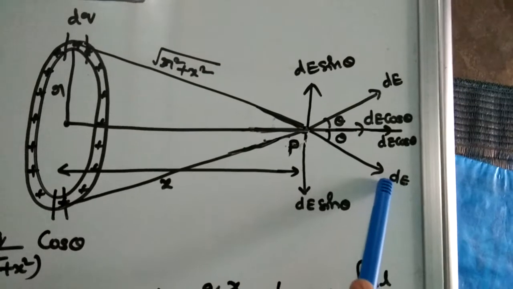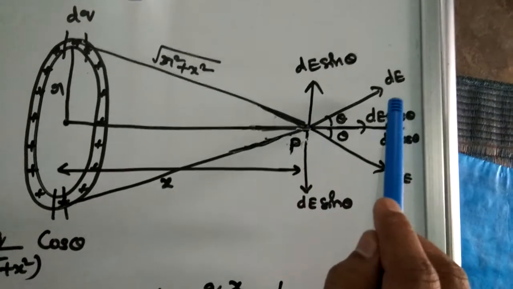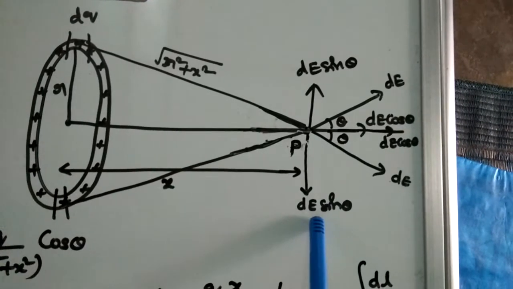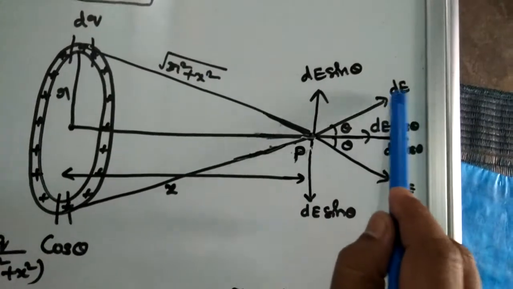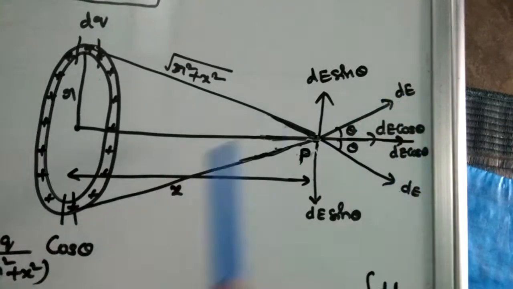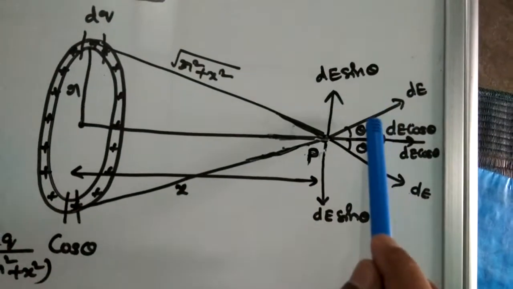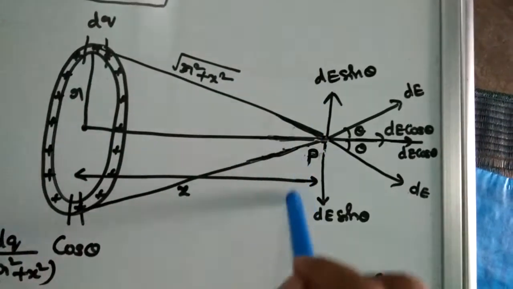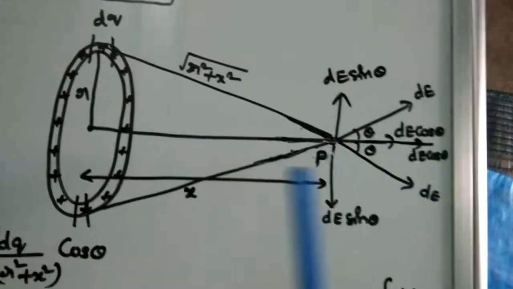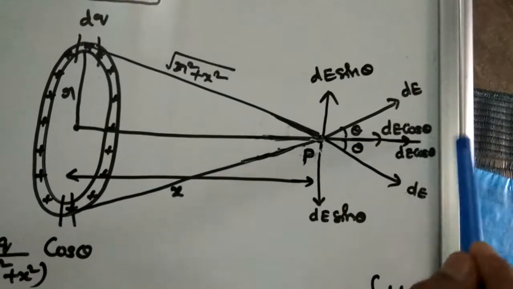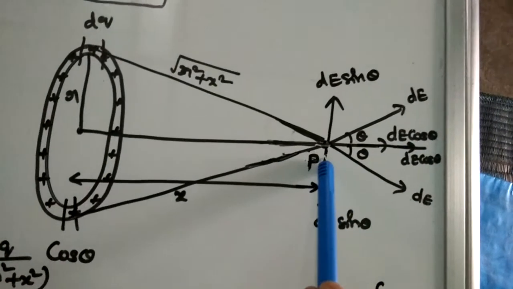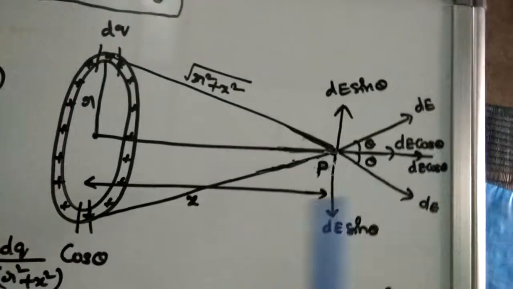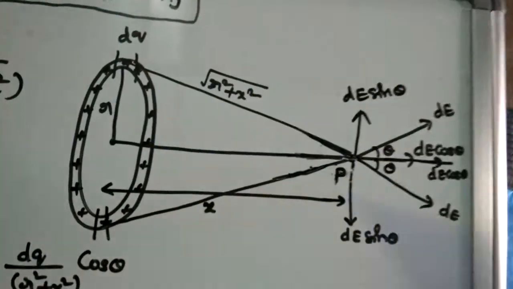The electric field is a vector making an angle theta, so resolve this vector into two components. Along this direction you get a cos component, dE cos theta. Perpendicular you get a sin component, dE sin theta. Similarly, the dE given by the lower element has the same angle theta, with dE cos theta and dE sin theta. The dE sin theta terms are equal and opposite, so they cancel. The dE cos theta terms are in the same direction, so at point P the total electric field is given by the cos components. Try to understand this diagram.